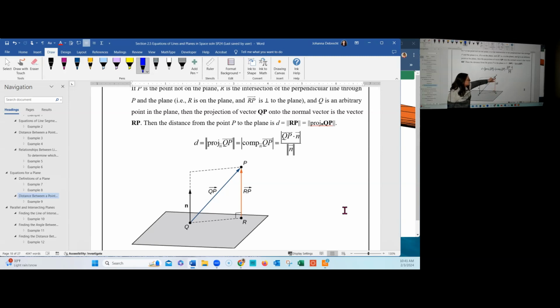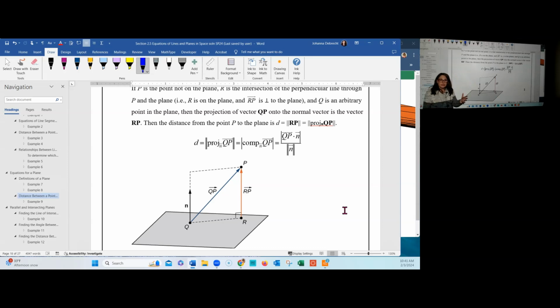So the distance between P, the point, and the plane is the magnitude of the vector from R to P, or P to R. So it would be the magnitude of this connecting vector at a 90-degree angle. But I don't know how to find point R, right? I don't know how to find it.